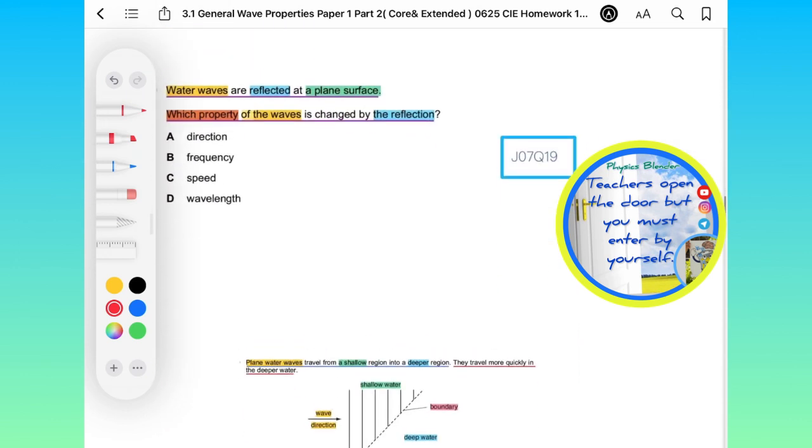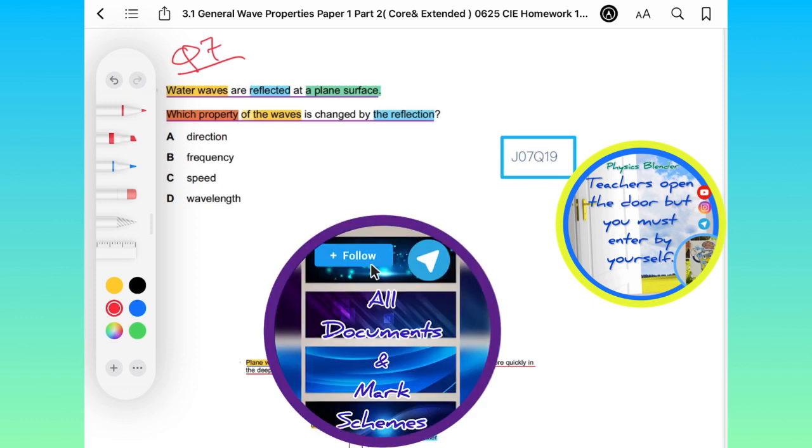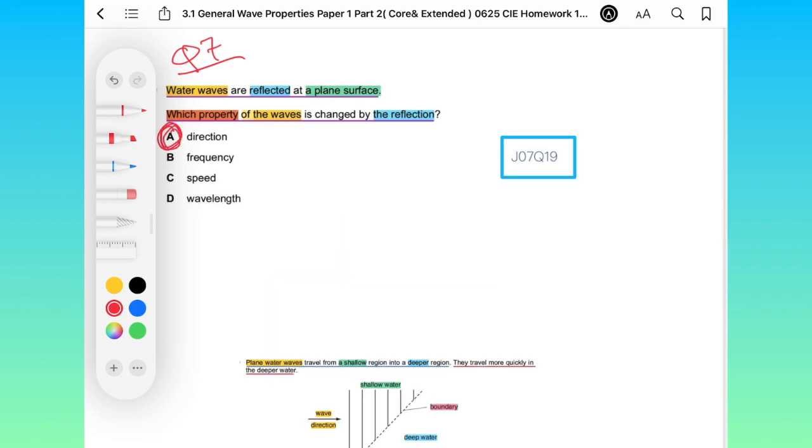Question 7, water waves are reflected at a plane surface. Which property is changed by reflection? What happens during reflection? We said that all properties, all features will be the same. Wavelength will be the same, frequency, speed, even the shape of wavefronts, but the direction will be different. So the answer is A.